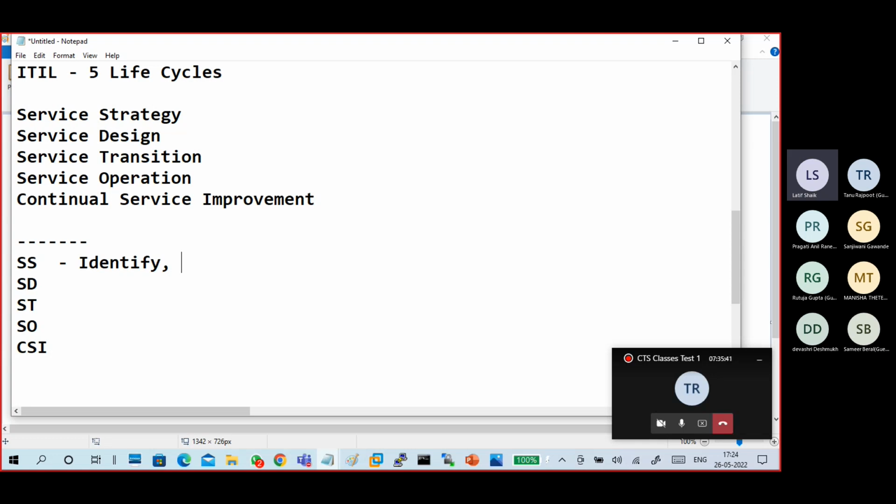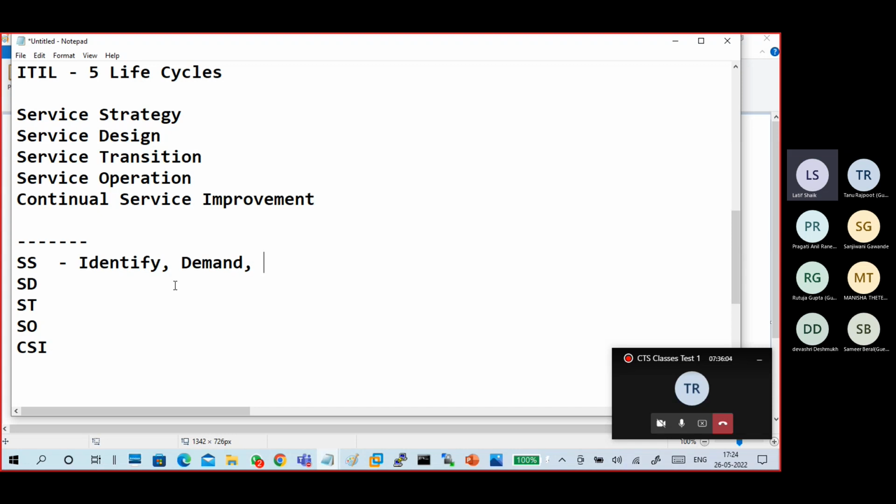Next, identification of project, identification of business, identification of user requirements. Check the demand. Check the demand in the market. So what is the demand?